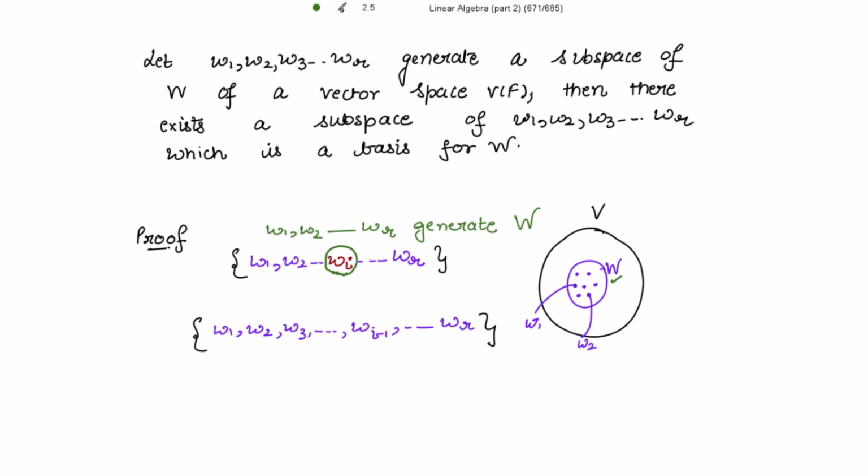Again, I'm repeating. Suppose W1, W2, up to WR are linearly independent, then our work is done because these are already the generators of W, and they form the basis of W. Suppose these are not linearly independent, which means there exists some Wi which is a linear combination of the other Wj's. Let me remove that Wi.